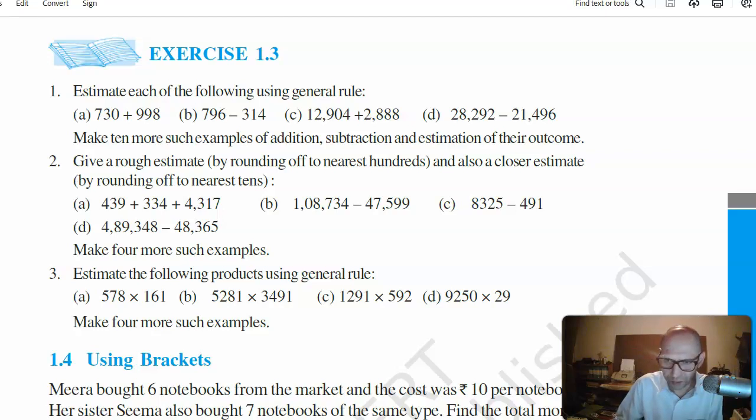So now the next question that we have is question number two. It says essentially give a rough estimate by rounding off to the nearest hundreds and also a closer estimate by rounding off to the nearest tens. And of course, first of all, this is something that needs to be understood about these numbers.